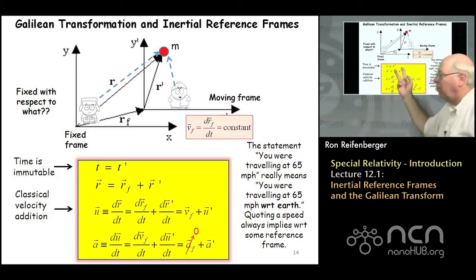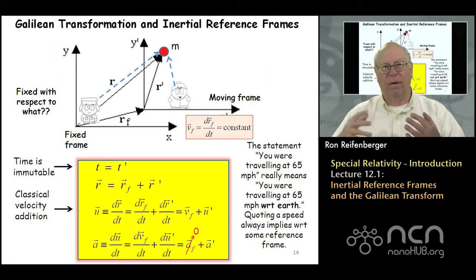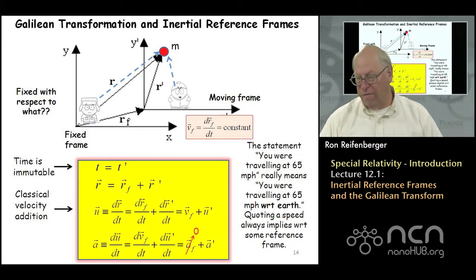So these equations that allow you to go from r prime to r, u prime to u, right? These are known as the Galilean transformations, and they allow you to represent measurements between two inertial reference frames.